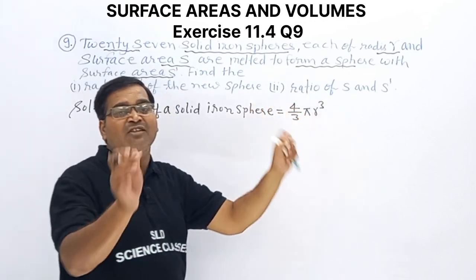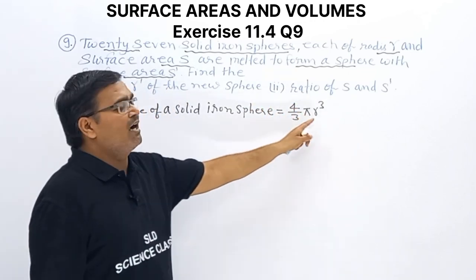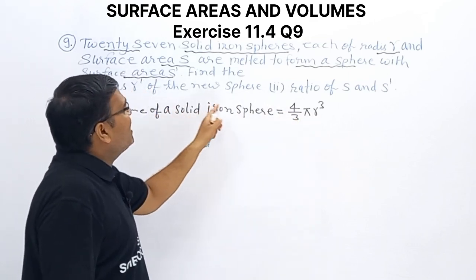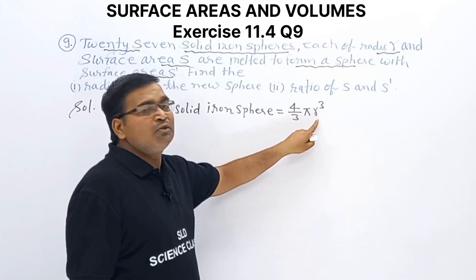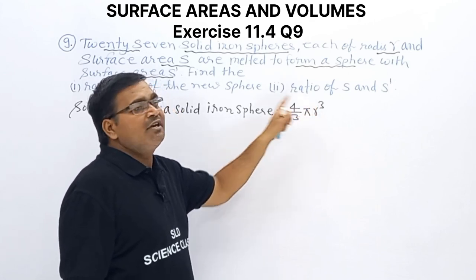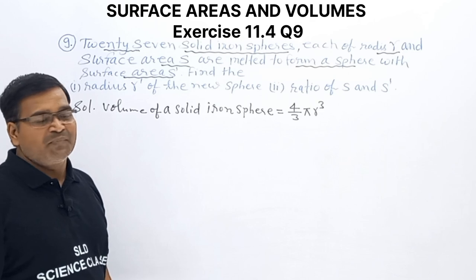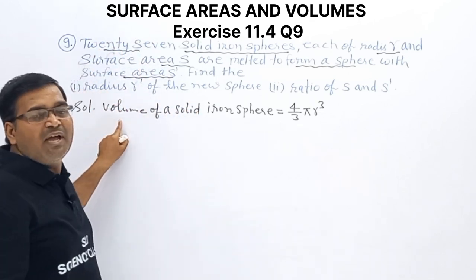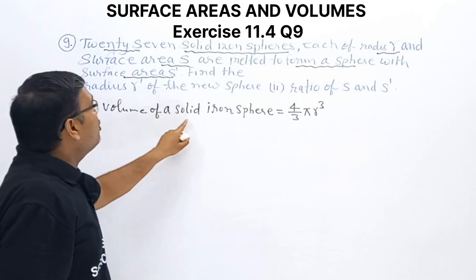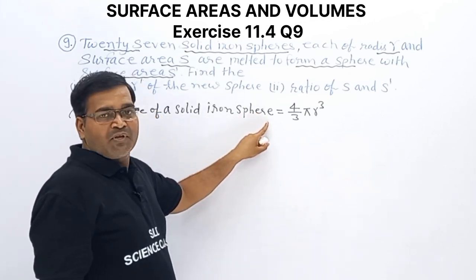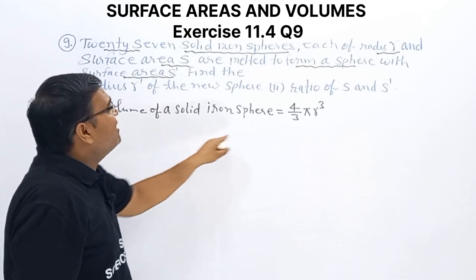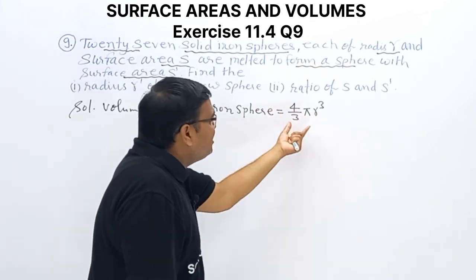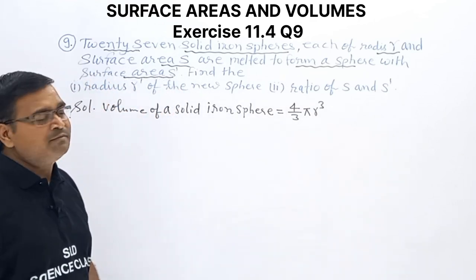The radius of one solid iron sphere is r, only r, not r dash. So the volume of a solid iron sphere is 4 upon 3 pi r cube, and r is the radius of a solid iron sphere. This time we are having 27 solid iron spheres. Clear? So one solid iron sphere volume is this one. So what about the 27? We will multiply this by 27.